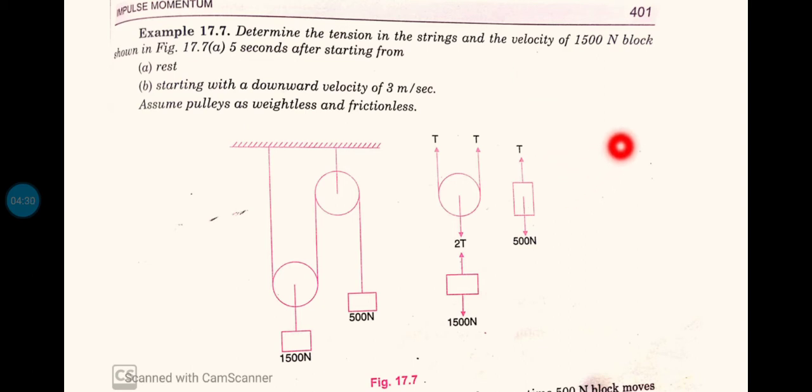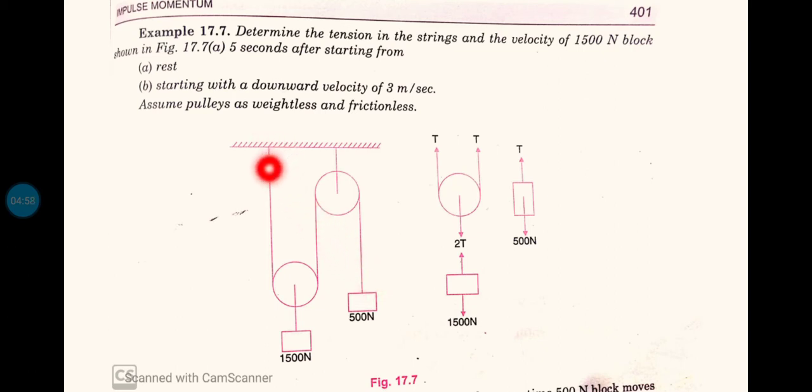So before moving to the solution, we must have a basic idea about the movements of the weights connected here. In the earlier cases, we have seen all the problems with the same motion, that is, whatever distance 1500 Newton is moving, the same distance 500 Newton also will be moving. But here it is not like that. The distance moved by 1500 Newton is not the same as the distance moved by the 500 Newton. The reason I will explain.